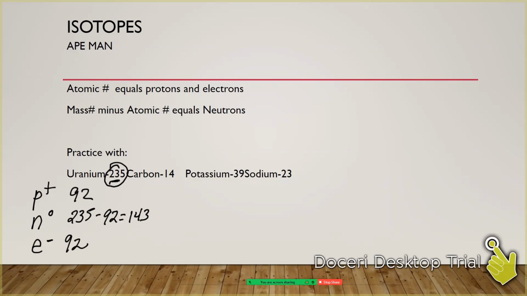Okay. All right. So why don't y'all try carbon-14. So it's the next one. Carbon's at the top of the periodic table. It's one we use a whole lot. So see if you can come up with how many protons, neutrons, and electrons you have.